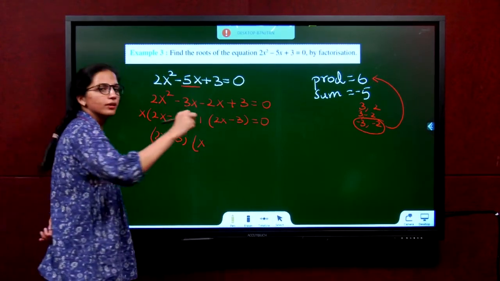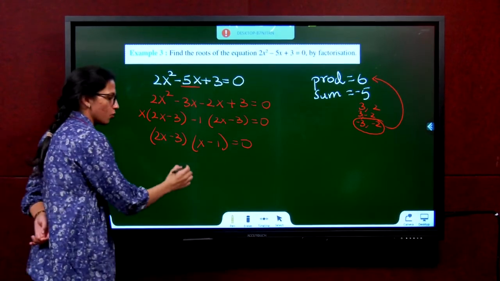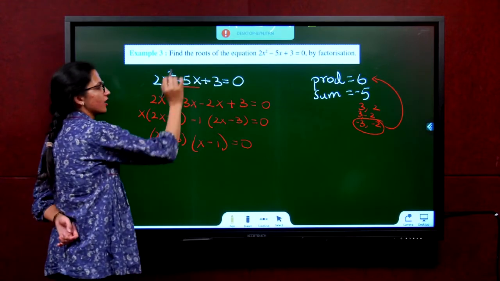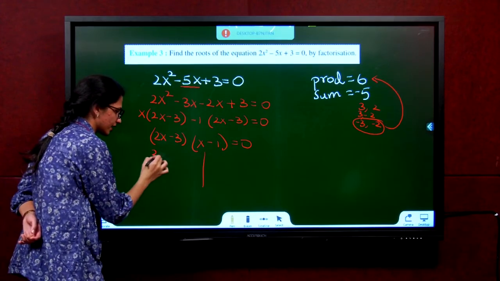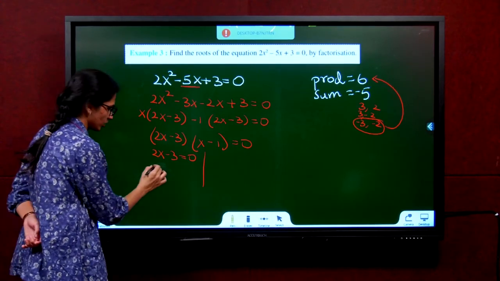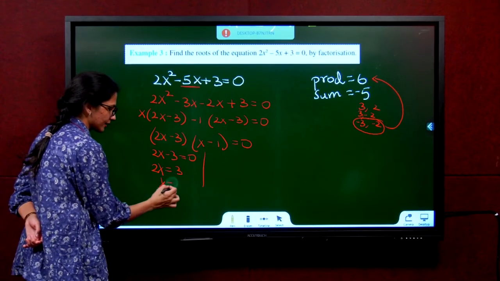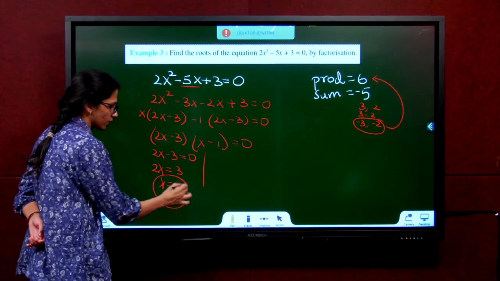I have removed 2x minus 3 from the second term, left with minus 1. So these are the factors. They have asked for roots. So I can therefore say 2x minus 3 is 0 is one solution. So 2x equals plus 3, x equals 3 by 2 is one root.